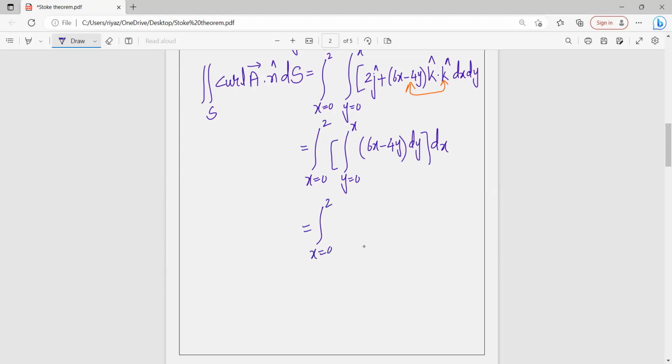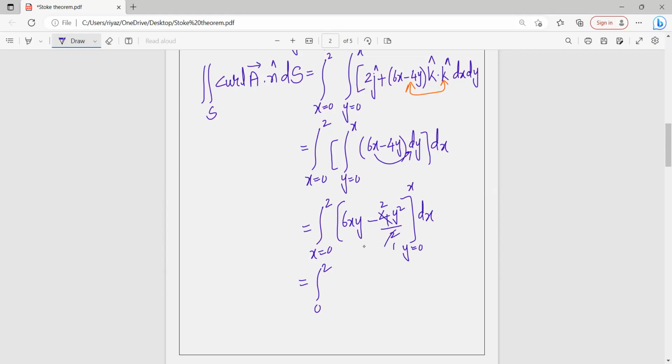Now you see 6x with respect to y. What's the answer? 6xy minus 4 into y square by 2. And the limits are 0 to x, y is equal to 0 to x, into dx. So now upper limit minus lower limit, x is equal to 0 to 2. 2 ones are, 2 twos are, so we cancel it.